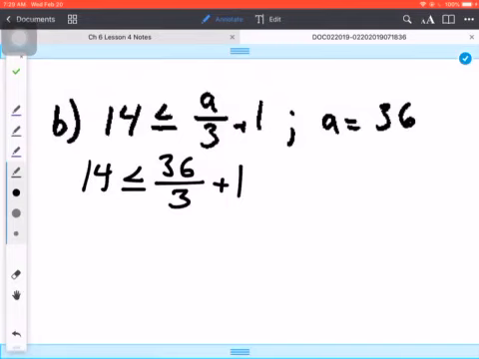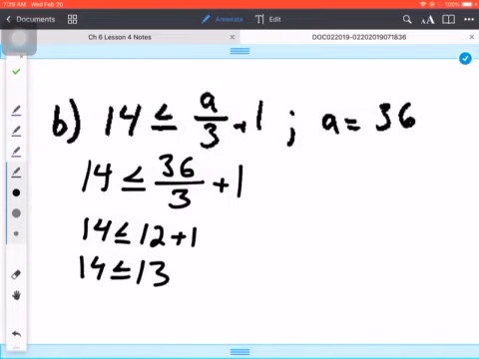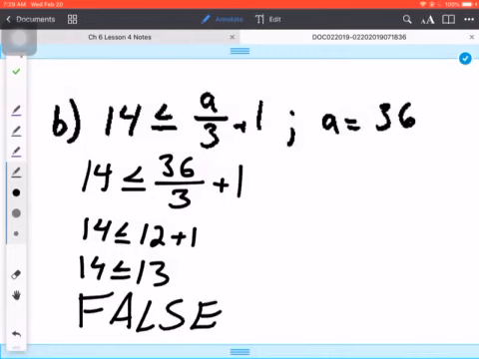I'm now going to evaluate. So 36 divided by 3 is 12. And 12 plus 1 is 13. Unfortunately, though, 14 is not less than or equal to 13. So this is false.